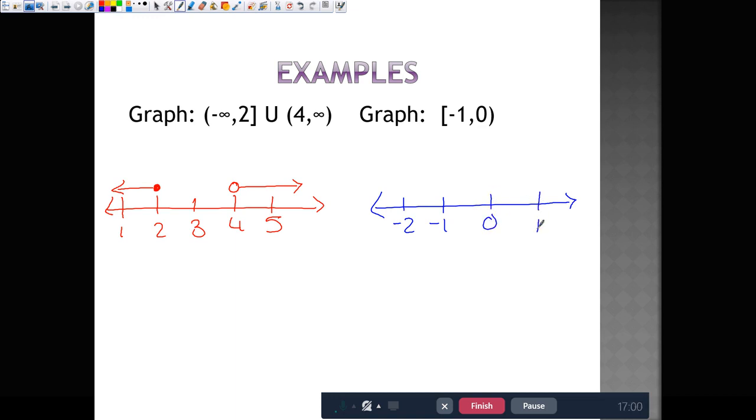Okay, am I going to have an open or a closed circle at -1? Closed, because it's a bracket. Open or closed circle at 0? Open, and because it's only one thing, it's going to be an intersection. Can't think, brain dead.